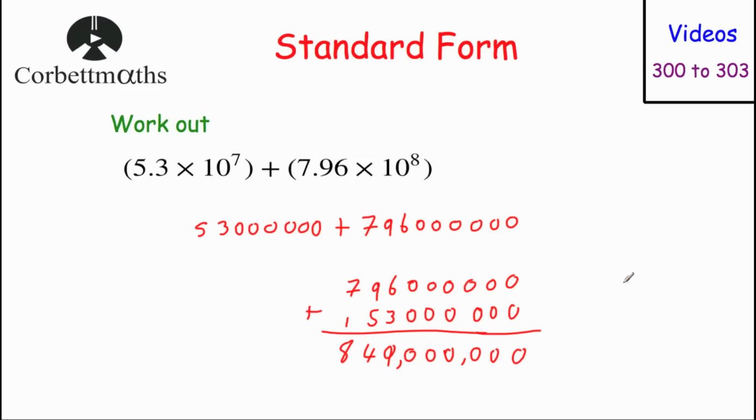Or we might want to write it in standard form again. So it would be 8.49 times 10 to the power of 1, 2, 3, 4, 5, 6, 7, 8. So it would be to the power of 8. And that's it. Okay, let's have a look at our next question.